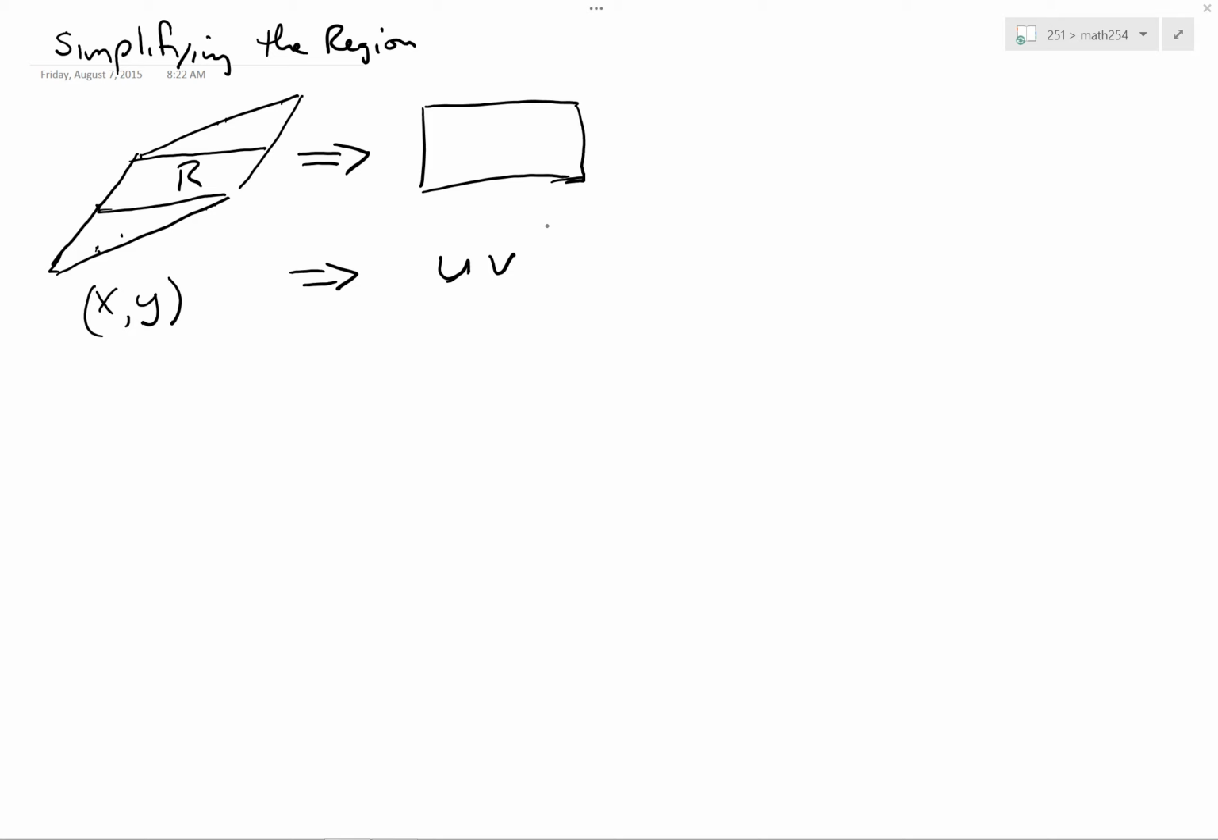So there it is. So what we need is x as some function of u and v.